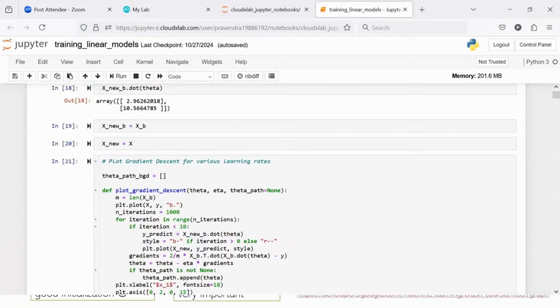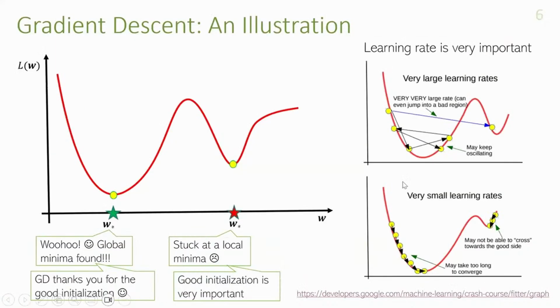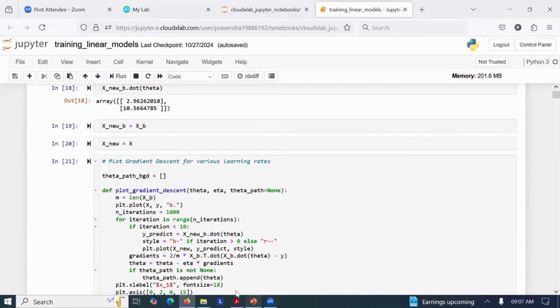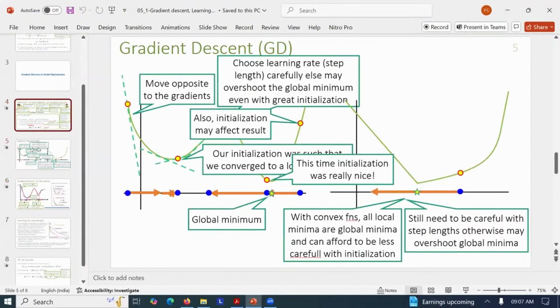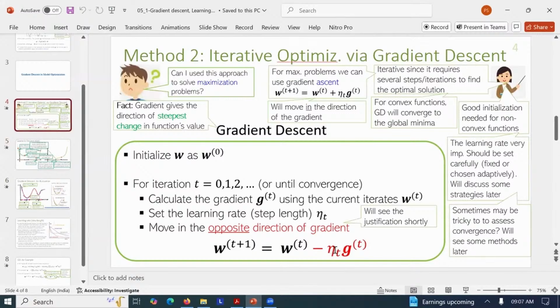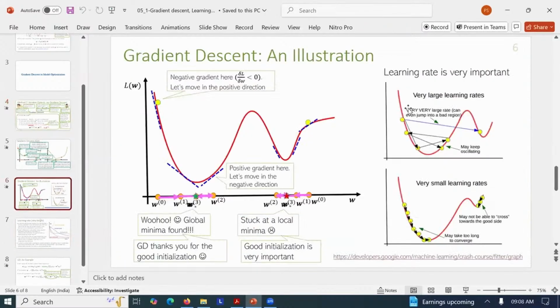Can you please explain why it is oscillating? Because if eta t is a very high value, then eta t g t will be a very high value. If this value is very high, it means one time you have a positive gradient and another time a negative gradient, right? So let's say you started from this side. Now here the gradient is negative, right?